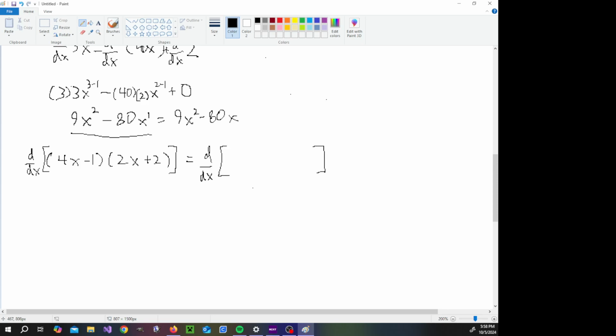And it turns out, if I FOIL this, as we say, 4x times 2x is 8x squared. 4x times 2 is 8x. Negative 1 times 2x is negative 2x. Negative 1 times 2 is negative 2. So this should be the derivative of 8x squared plus 8x minus 2x is plus 6x, and then our minus 2. And now I break this across each term. Derivative of a constant is 0, so derivative of this negative 2 would be 0.